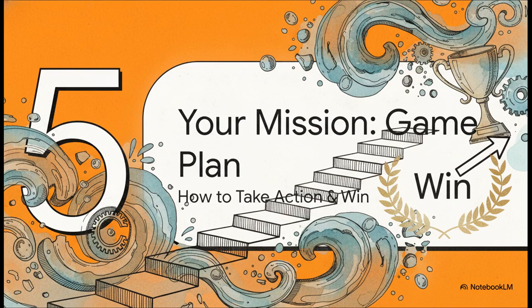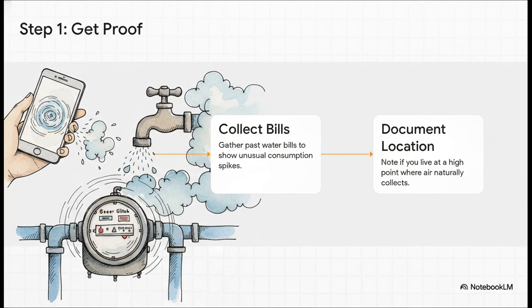Okay, now you've got the knowledge. So this is your mission. A step-by-step game plan to go challenge these bogus charges and actually win. First things first, you gotta gather your proof. Pull out your phone and get a video of that meter going crazy. That's your most powerful piece of evidence. Then, grab your old bills to show those weird spikes in usage, and make a note if you live on a hill, because that's where air loves to hang out.